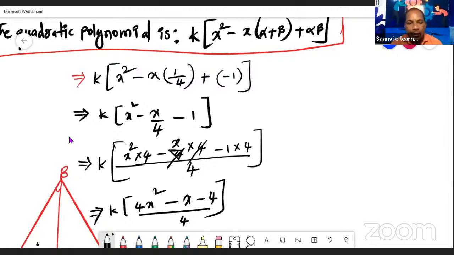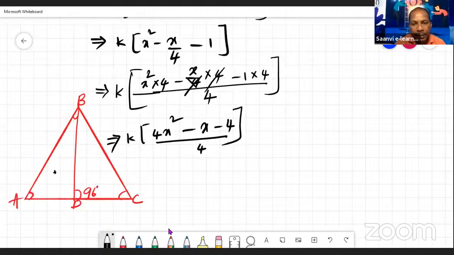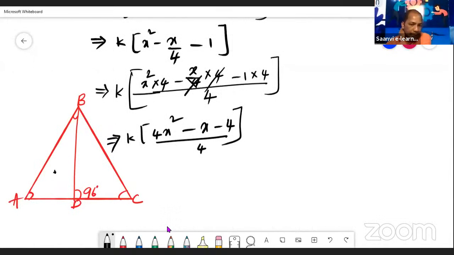But this is not a quadratic polynomial. A quadratic polynomial will not be in this form. Okay. So here denominator 4 is there. Now we have to remove this denominator. Okay. So when we remove this denominator, we should take the k value as 4.